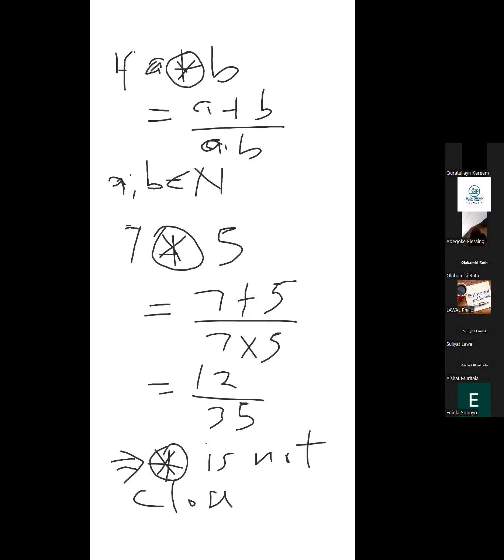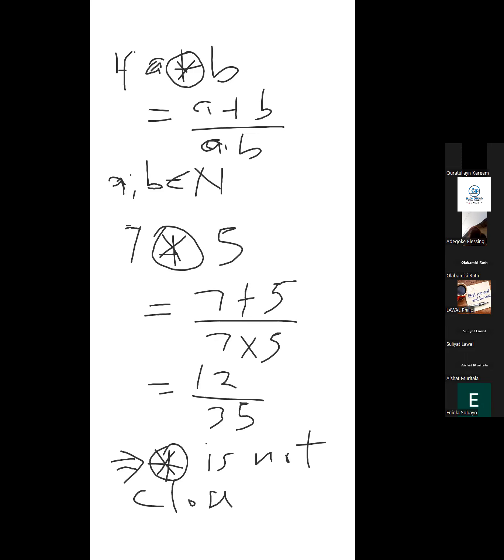Any two numbers that you use, it's not closed. So you can see that it is not all binary operations that are closed. It depends on when you try it out and you are not able to get it. Don't just try once and say, okay, because of one trial it's not closed. Most times you can have several other ones that when you try it, it will work.